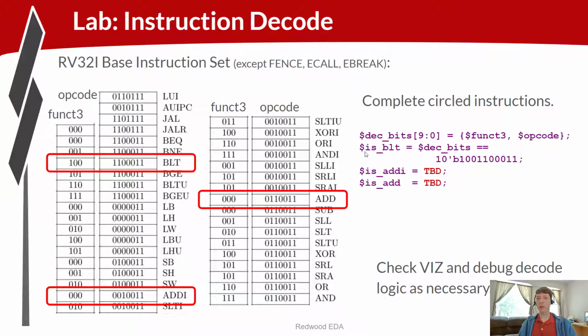So you can use this decode bits signal to determine which of the three instructions we are. So to start you off, we're providing is BLT, which is determined based on the decode bits equaling this particular pattern, which comes directly from this table here. So you'll fill in is ADDI and is add, and then come back when you're finished with that.